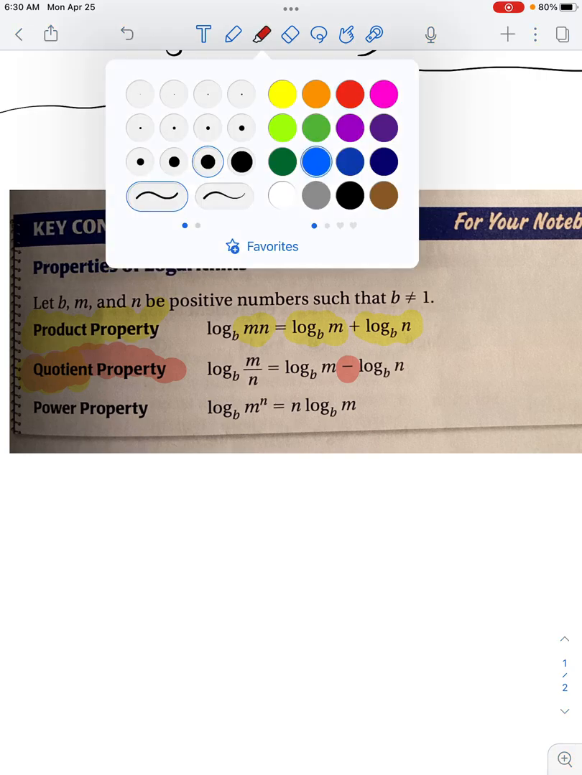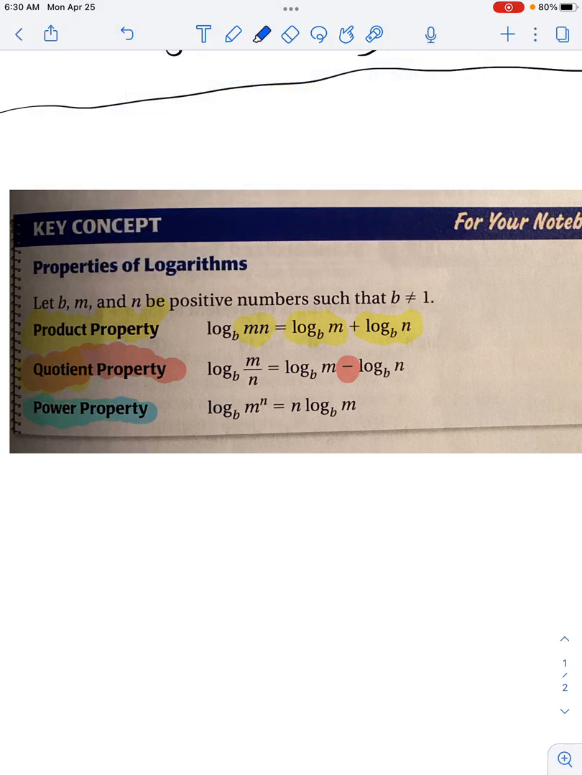And finally, we have the power property, which is log base b of m raised to the nth power. What we end up doing is we take that n value and we move it out in front. So these are 3 properties that, as long as b does not equal 1, will always hold true. So we'll do an example of each.